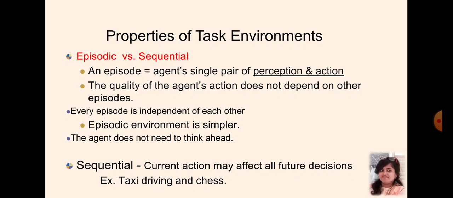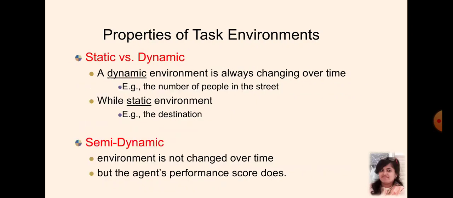Example, automated car, that is the taxi driving, and the chess, those are examples of sequential environments. That is, one particular move you have made in the chess game will affect all the future decisions that you are going to take in that environment. So that environment is a sequential one.